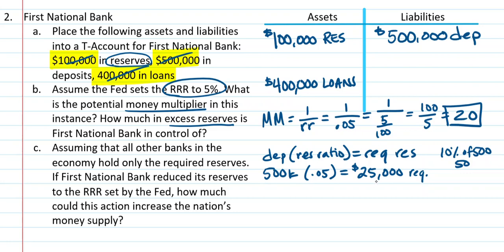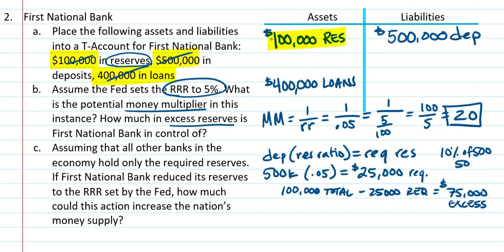If they have $25,000 in required reserves, $100,000 in total minus 25,000 in required means that they have $75,000 in excess reserves. So they have 100,000 in reserves that we know of. We calculated that 25,000 of those are required reserves, which means the other 75,000, since 75 and 25 add up to 100, has to be excess reserves.